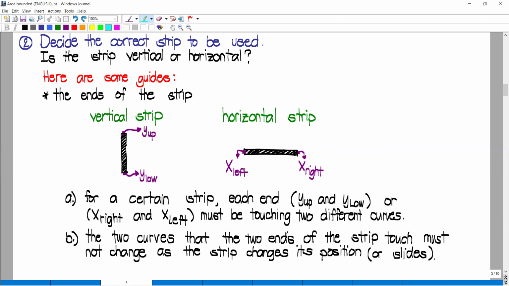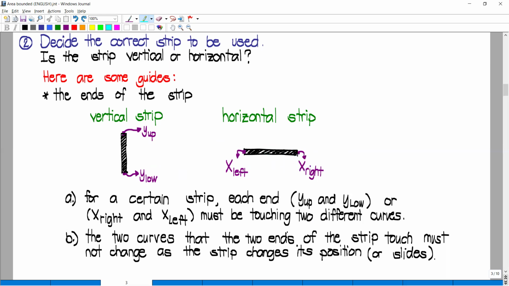So for our guide, first, if we are sure that we will be using the vertical strip, here is the vertical strip. There are the ends of this strip. The upper end, let's name this upper end as y up, and the lower end will be named as y low. In case that we will be using a horizontal strip, we have the ends on the left and right. So the left end will be named as x left, and the right end is the x right.